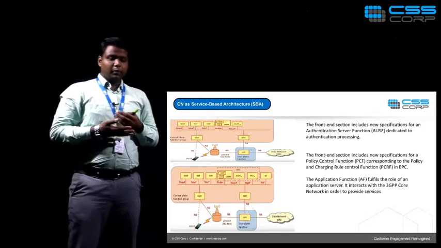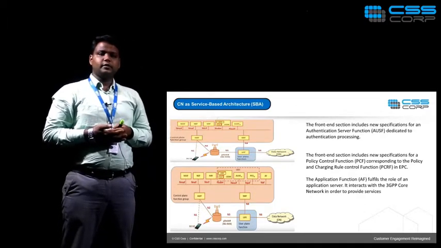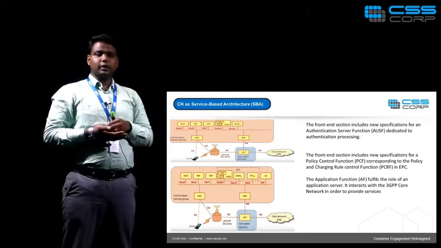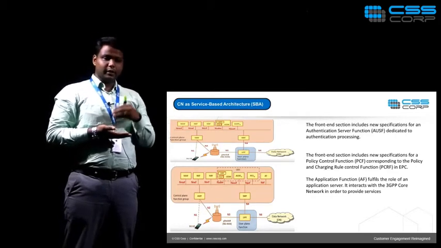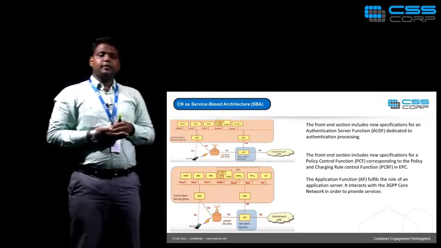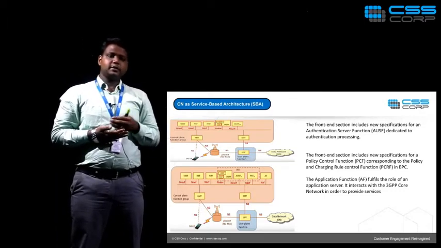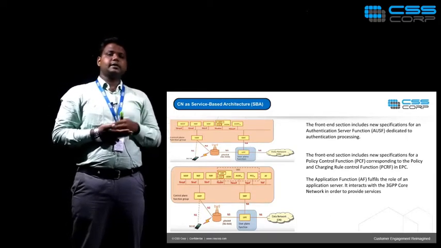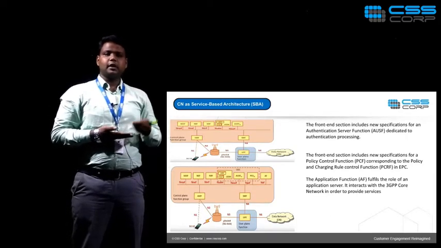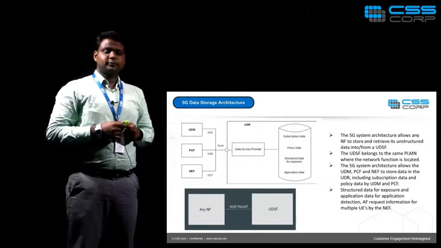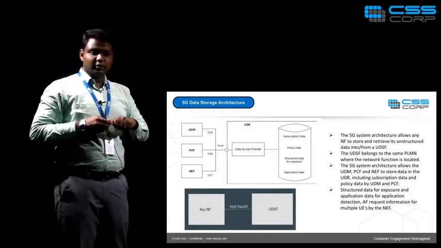Also we will have a policy control function, which will have a standard policy to control the functions from one element to another element by using the reference point links. So finally we will have an AF. AF is nothing but the application function. It is a function which is used to access third party elements and also the internal network elements. So let's talk about the 5G storage architecture.